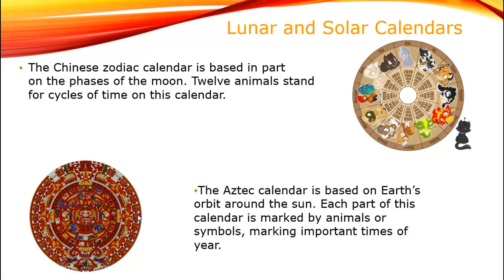So we have two types of calendar: lunar calendars that depend on the moon phases, and solar calendars that depend on the Earth's orbit around the Sun. And you should know that the calendar that we use now depends on the Earth's orbit around the Sun.